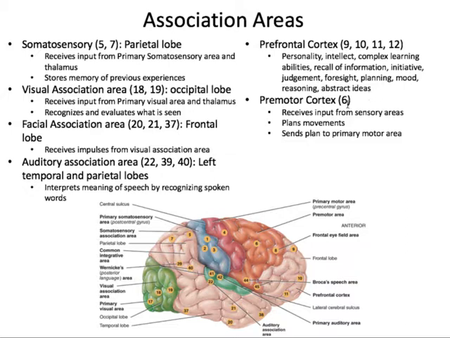But the last association area here is the premotor cortex. And that's actually right here. It's right in front of the primary motor cortex. And it's going to receive information from various sensory areas. And it's going to help you plan movements in response. Those movements then get sent to the primary motor cortex before they are routed back out to the periphery.